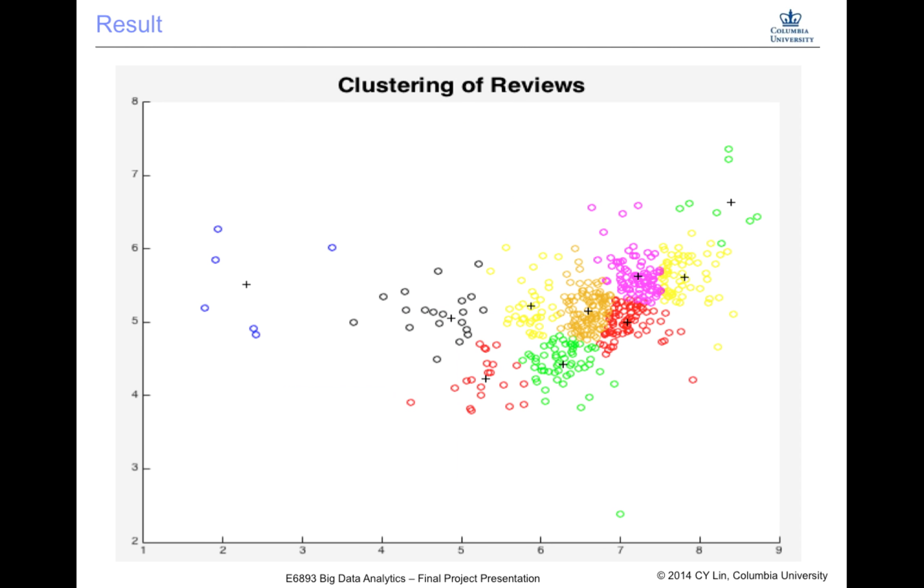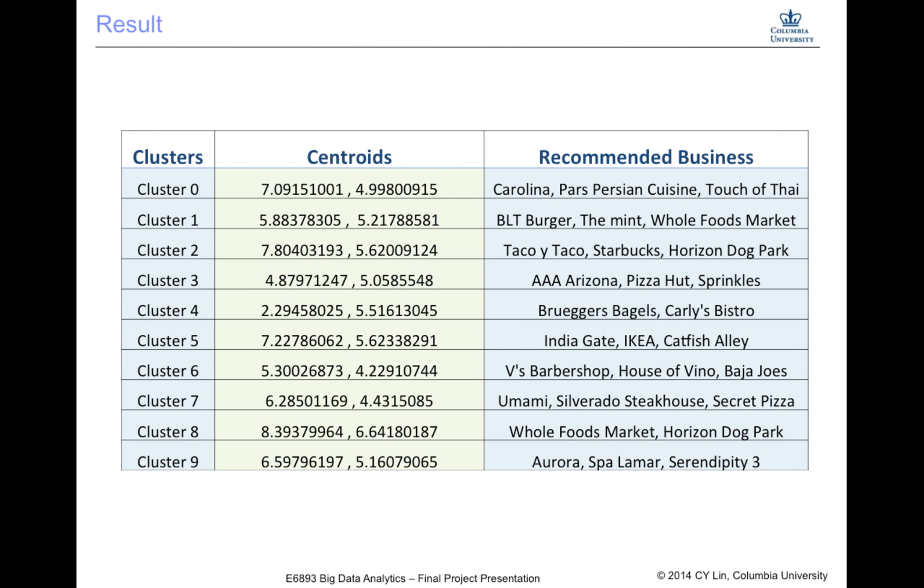For the result part, first we want to show the clustering of those reviews. In our dimensions, we can see that for both dimensions, the scores are from 1 to 9 to represent the intensity of the sentiments. And here is an Excel sheet about what we recommended in the real world to those users based on their clustering.